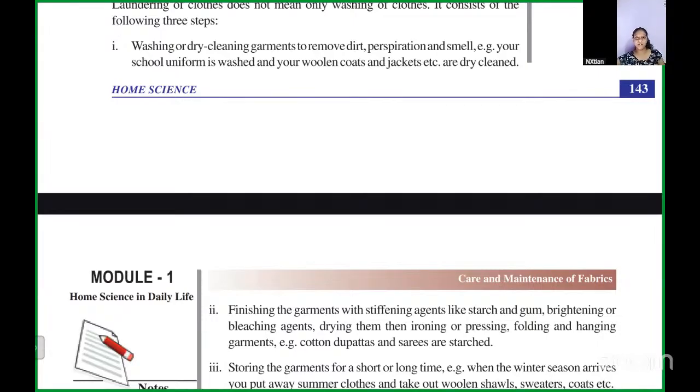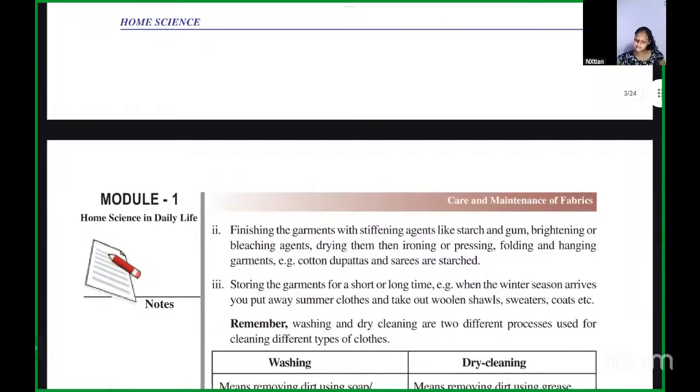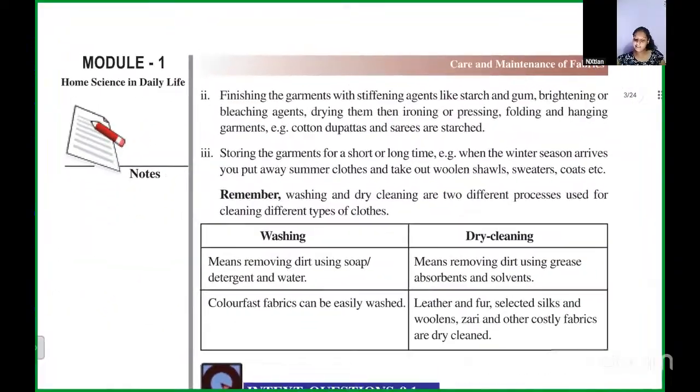Some we wash, some of our hoodies and sweatshirts we wash at home, whereas the coats and jackets we give for dry cleaning. Now, finishing the garment with stiffening agents like starch and gum, brightening or bleaching agents, and drying them, then ironing or pressing, folding and hanging garments.